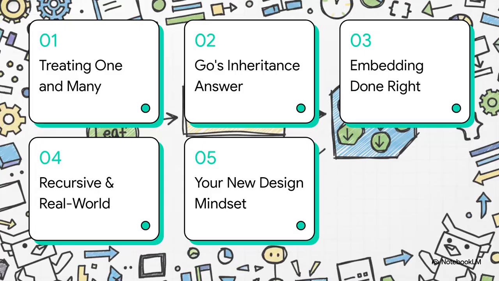So here's our game plan for this explainer. First, we'll really dig into that problem of treating one thing the same as many. Then, we'll explore why Go's lack of inheritance is actually a massive feature, not a bug. After that, we're going to compare 3 different ways to implement this thing to find the most Go idiomatic approach. We'll then look at some amazing real-world examples, and finally, we'll wrap it all up into a new design mindset you can start using right away.